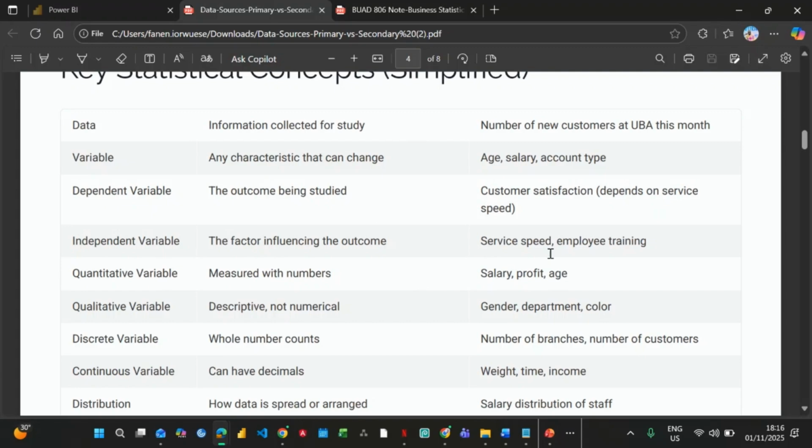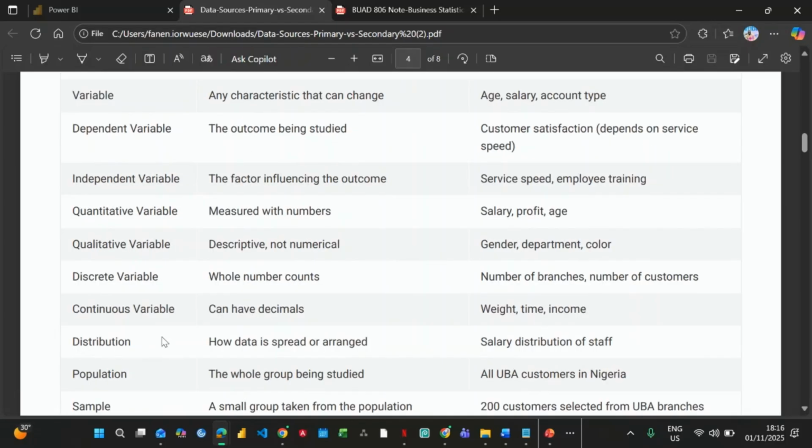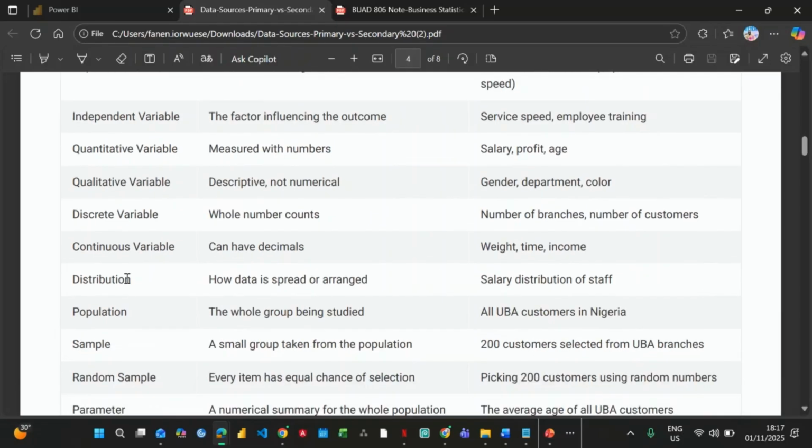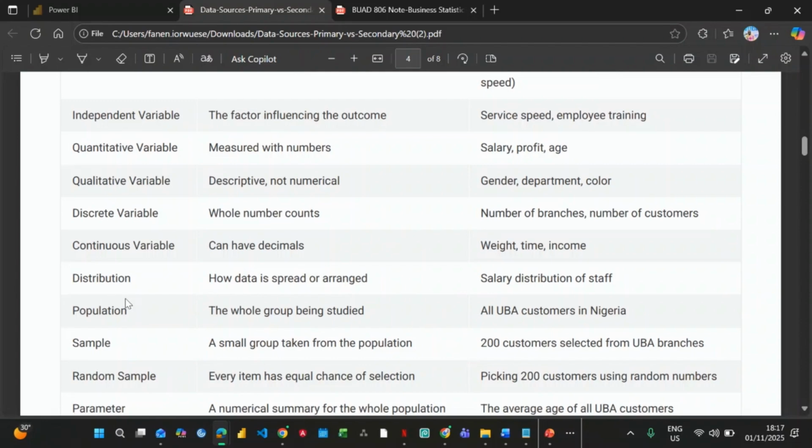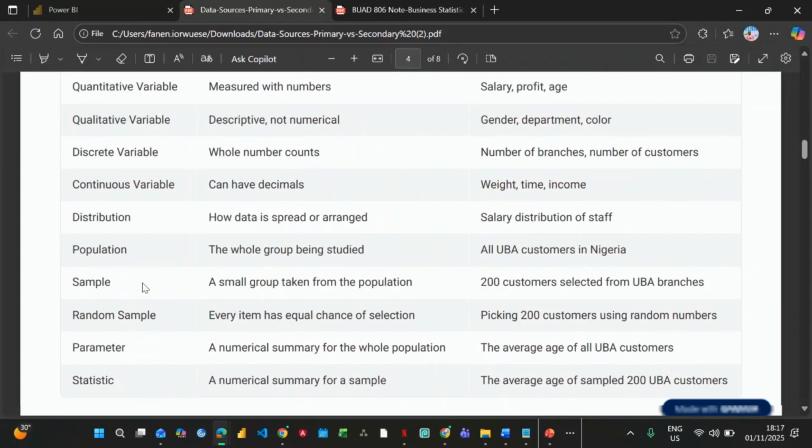So we can look at the service speed, the employee training. So we can look at the quantitative variable, measured with numbers: salary, profit, age. Qualitative variable: descriptive, non-numerical, gender, department, color. And then we have discrete values, whole numbers, counts, number of branches, number of customers. We have continuous data, which can have decimals: wait time and income, right? So we have distribution, how data is spread or arranged, such as salary distribution of staff. All these things are just basic items you need to understand statistics.